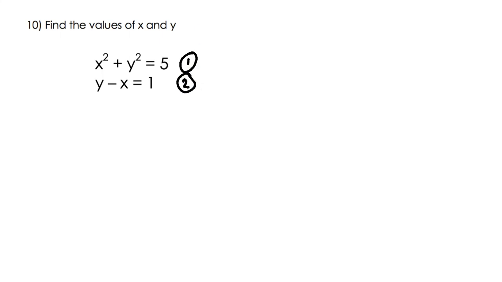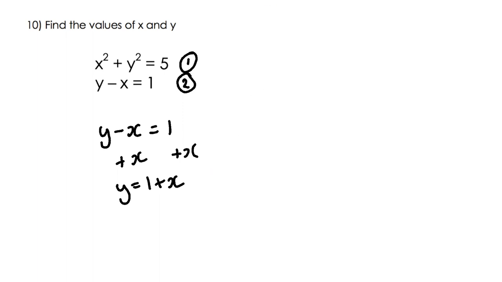For equation number 2, I'm going to be rearranging the equation to make y the subject. Therefore, I'm going to be adding x to both sides. So equation number 2 is y minus x equals 1. I'm going to be adding x to both sides. So minus x plus x cancels out. Whatever you do to one side, you must do to the other side. So I'm going to add x. So therefore, y is equal to 1 plus x.